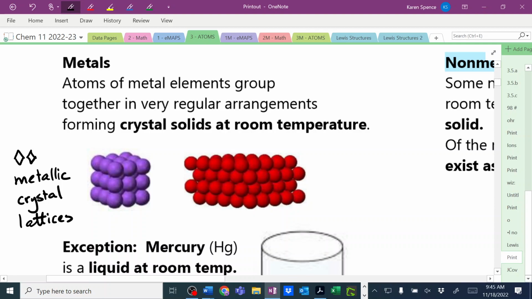And if you're wondering what's holding them together, it's not covalent bonds. It's not ionic bonds. These guys are actually held together by, and again, I'll put a double diamond here because it won't be on the test, metallic bonds, which we will talk about when we get to our electricity unit.